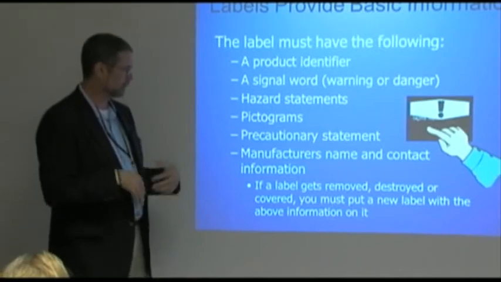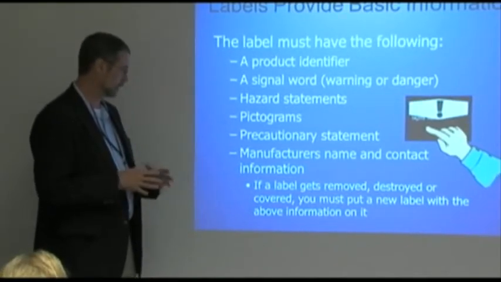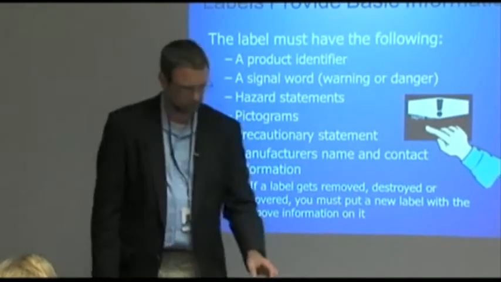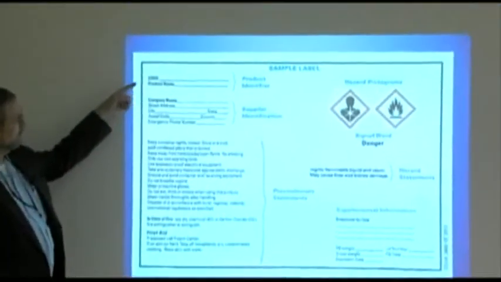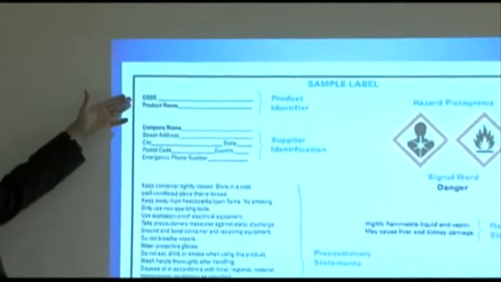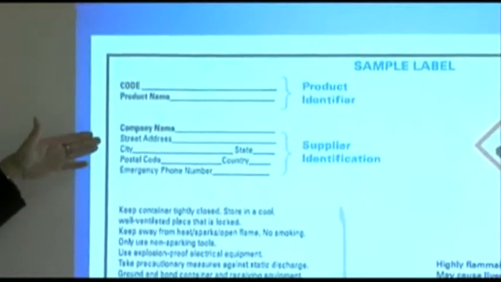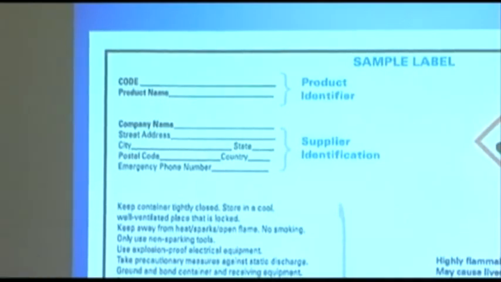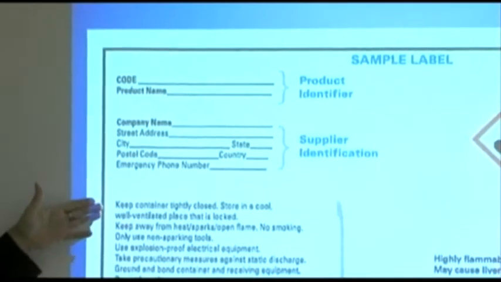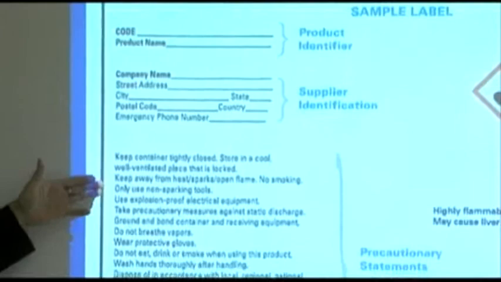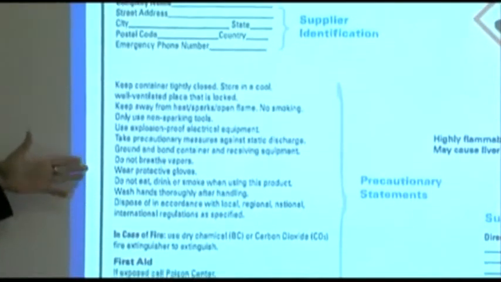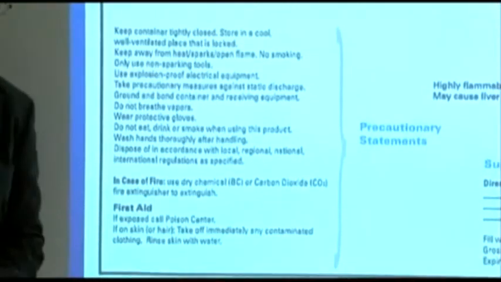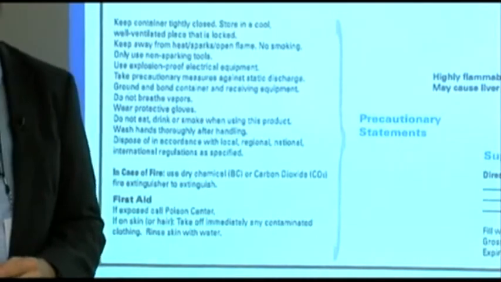We have precautionary statements. Keep container tightly closed, as an example. And then contact information from the manufacturer. So let's look at our label. Here we can see this, and this is the label of the future. We'll see the product identifier, information about the company, including an emergency telephone number, and some precautionary statements. Use non-sparking tools because it's flammable. Do not breathe vapors. Wear protective clothes. Do not eat, drink, or smoke after handling this product. What to do in case of fire, and what to do for first aid.